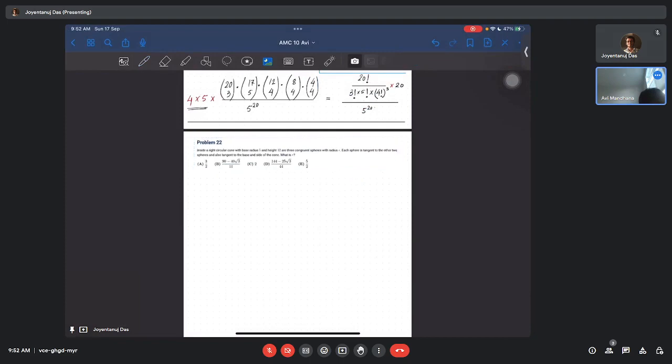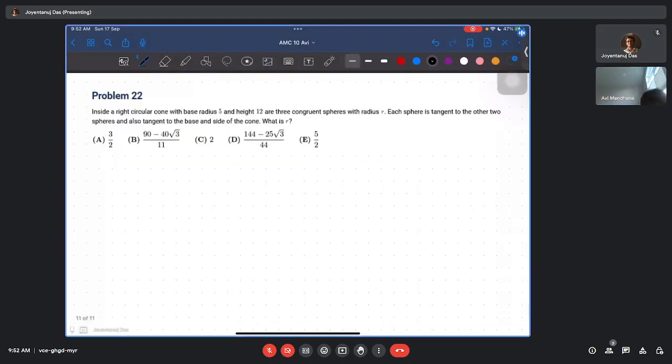Yes, can you see the problem? Right. So let us see what it is saying. So inside a right circular cone. So you know, right? What is a right circular cone?